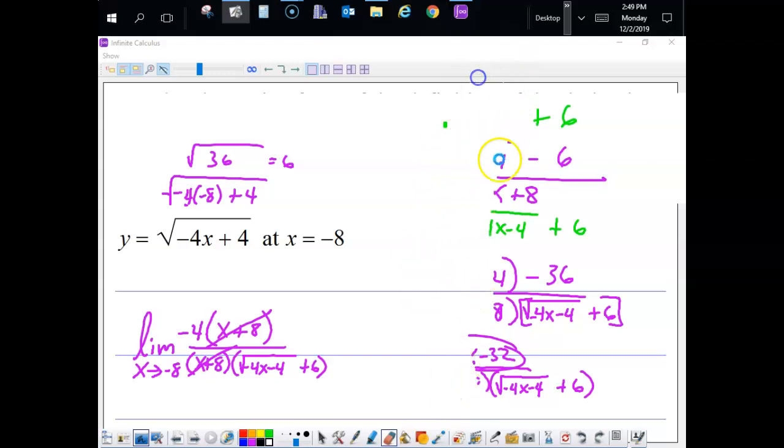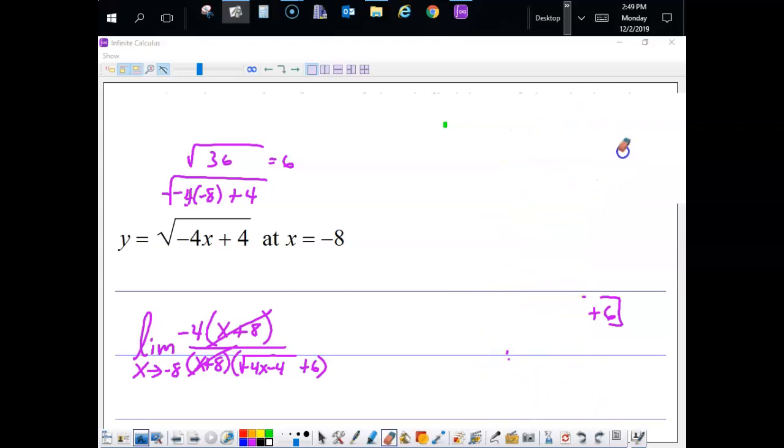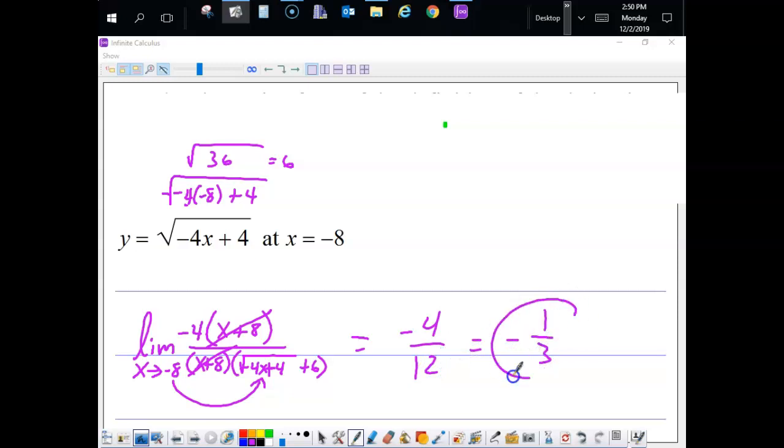Okay. Now we are ready for our direct substitution. So I'm going to go ahead and plug in this -8 here. Now if I plug in -8, that's going to be 32. Oh, was that supposed to be plus 4 all along? I think I've been writing that wrong. So 32 plus 4 is 36. The square root of 36 is 6. 6 plus 6 is 12. So if I plug in -8, the bottom ends up becoming 12. So now I've got -4 over 12, which can be reduced to -1/3.